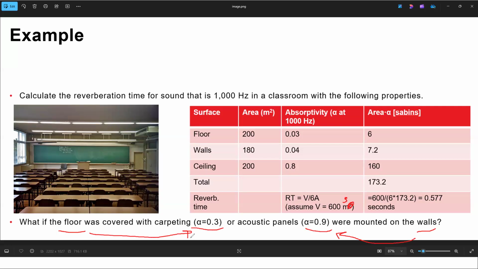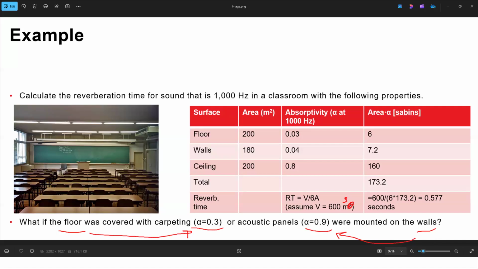So you need to divide the 600 volume, which is given, divided by 6, multiplied by the sum of this entire thing, which is 173. When you sum these three, it's going to be 173 because it's area multiplied by the alpha. You divide 600 by that number multiplied by 6 or by 0.16, whatever is easier, and you get that number. Does it make sense?